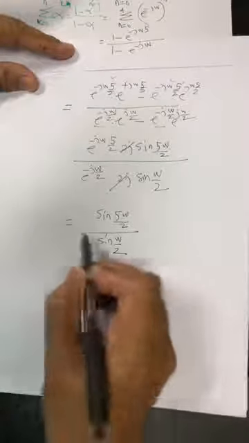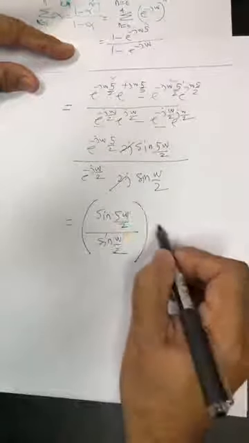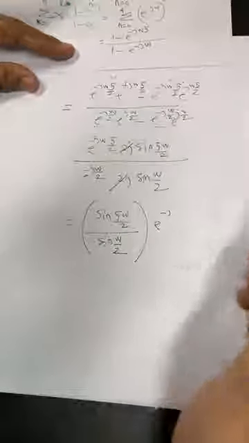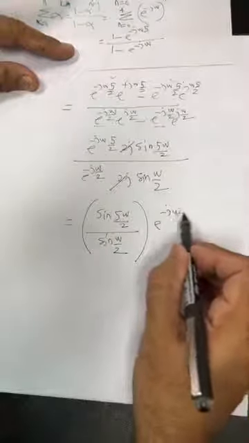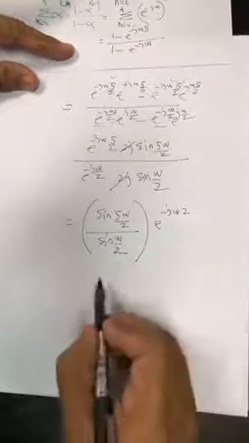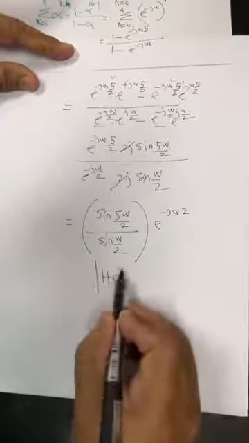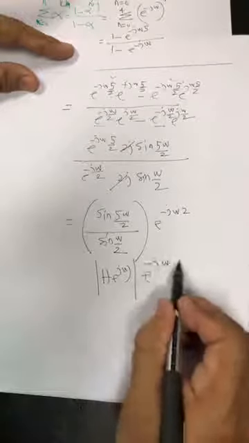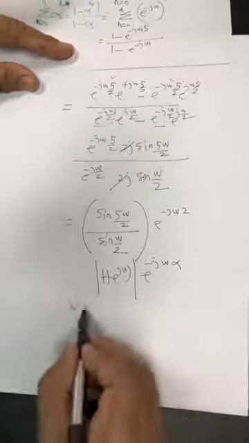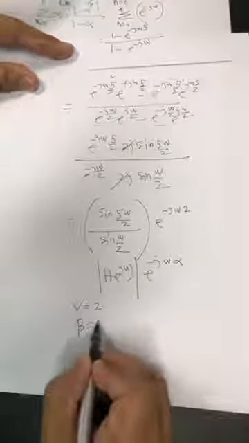This is the real part, and what is left is exponential minus j omega times 2, and it is in that format. H of exponential j omega has the magnitude, and exponential minus j omega alpha is the phase. So alpha is equal to 2, beta is equal to 0.